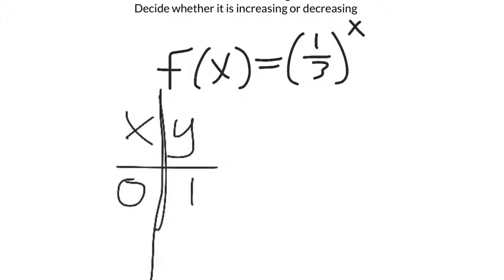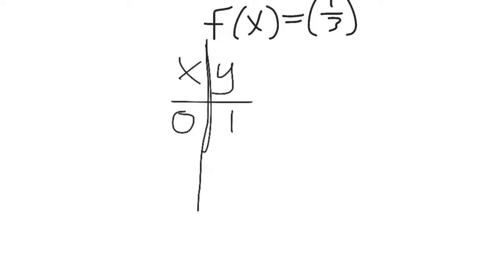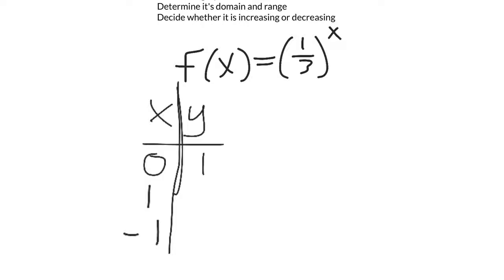So let's try a couple other nice and safe ones. Let's try a positive 1 and negative 1 for x. If you plug in a positive 1 into that function, 1/3 to the first power is just itself. So there we go, 1 comma 1/3 is a dot.